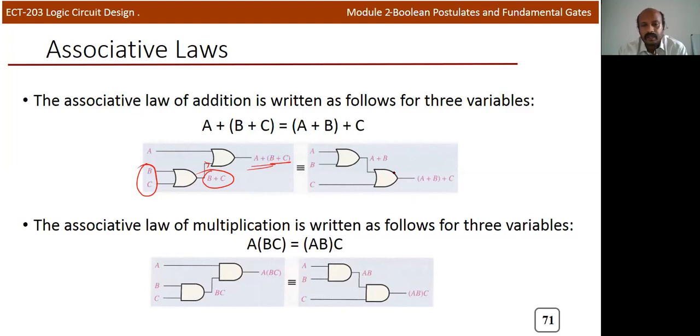Instead of that, first I will apply the inputs A and B here, and I will get A plus B here. And in the second OR gate, I will apply A plus B as one of the inputs and C directly. So you'll get another operation. So these two operations are the same. So I can say the Boolean expressions obey the associative law.